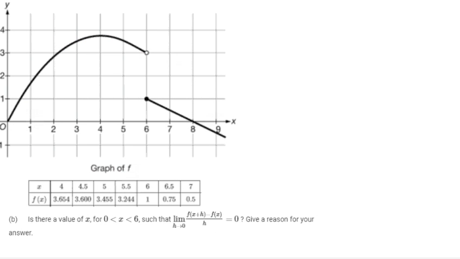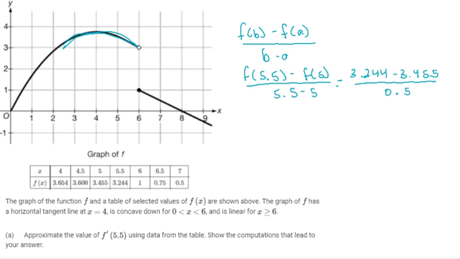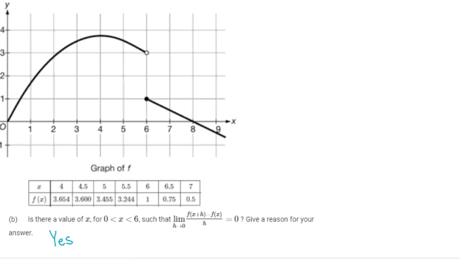All right, part B, is there a value such that this statement is true, and give a reason for your answer? And so the first part of that answer is yes, there is a value. Now let's go back because I have it shown here. It says we have the graph of the function, table selection. It says the graph of f has a horizontal tangent at x equals 4. All right, so that is relevant information. And we need to interpret this as that is our tangent. That is our derivative.